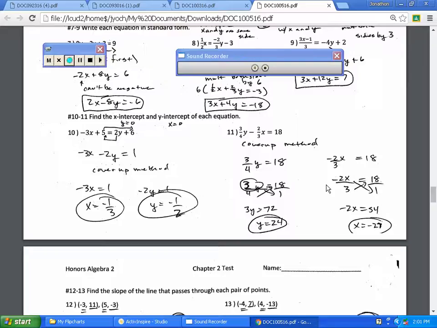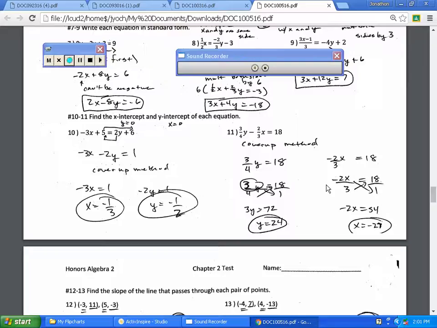Do a little moving around. Maybe move the 2y over to the left side, 5 over to the right. You get -3x minus 2y is 1. Cover-up method can now be used for both 10 and 11. Cover up the -2y, you get -3x is 1. X is -1/3, not -3. Cover up the -3x, you get -2y is 1. Y is -1/2, not -2.